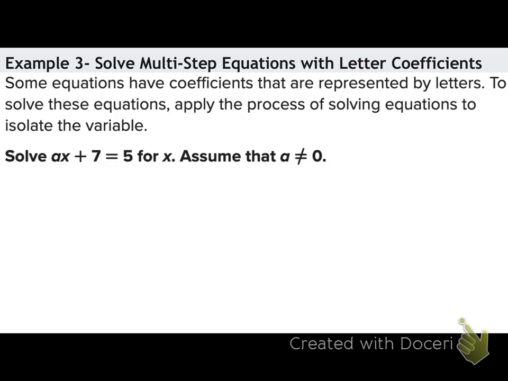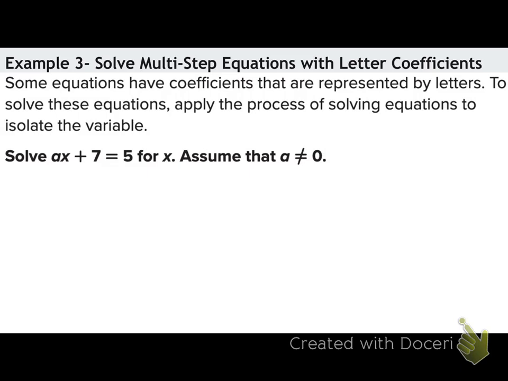Because that's what it is. A coefficient's a number, right? Do I know what that A is? No. So when I add, subtract, multiply, or divide it across, I won't be able to actually compute that letter plus, minus, times, or divided by another number. So let's see what that looks like. Solve AX plus 7 equals 5 for X. Assume that A does not equal 0.